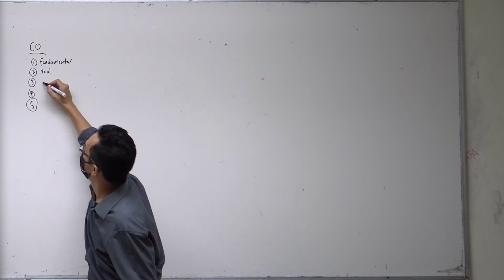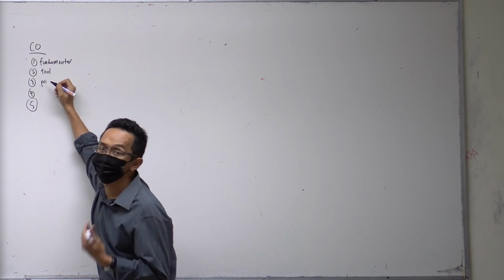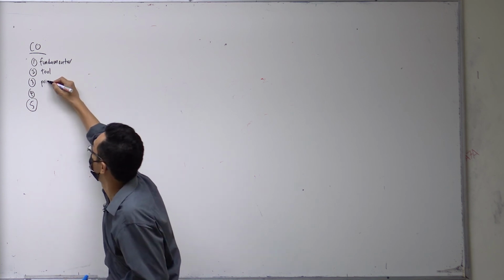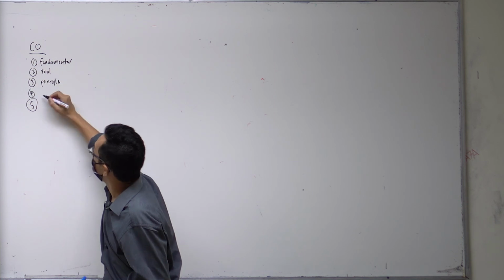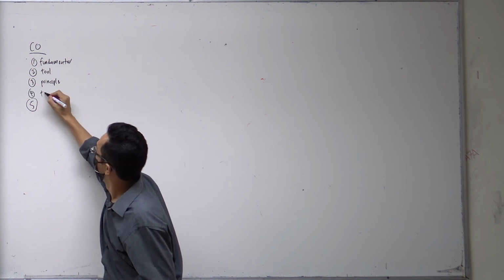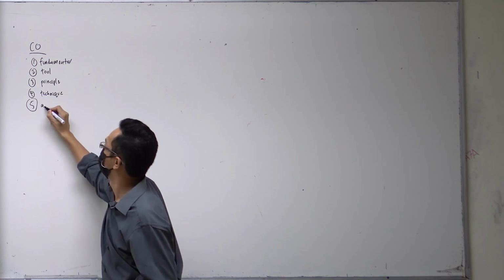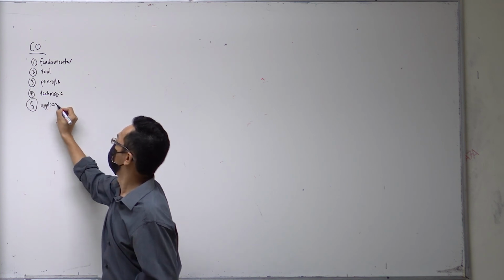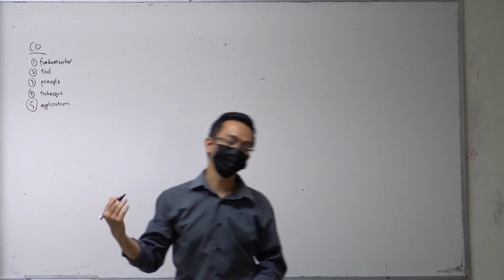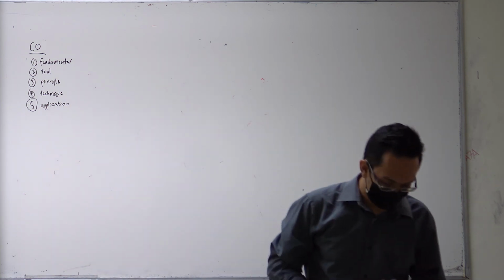And the third part is basically the principle. What is the principle of Bionanotechnology? The fourth is the technique, and the 5th is the application. Okay, so this is basically your course outline.